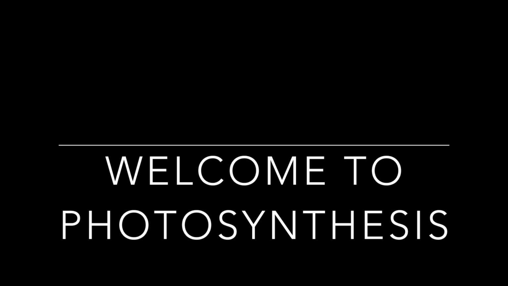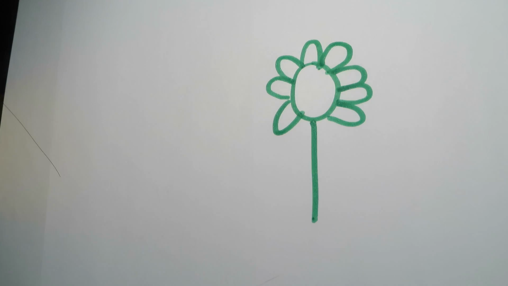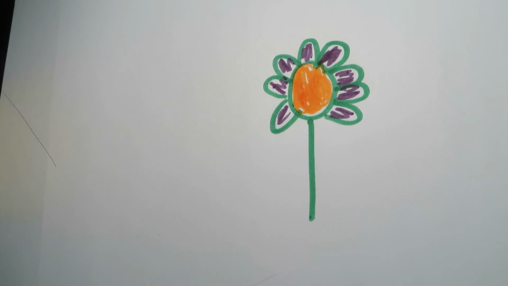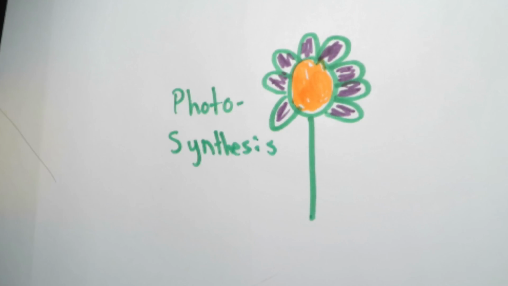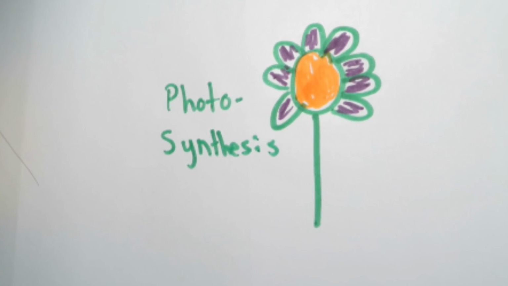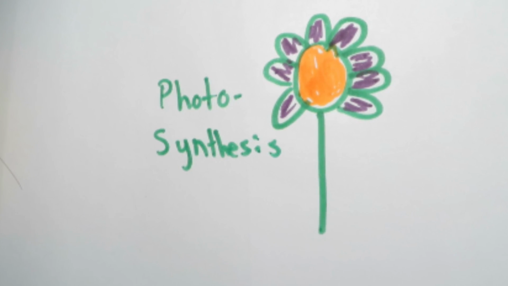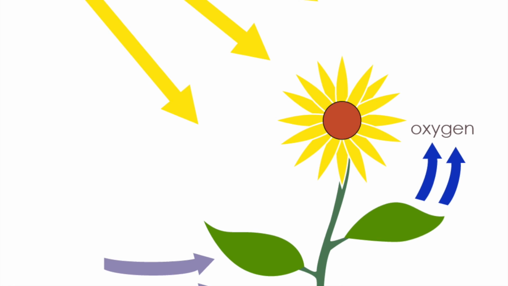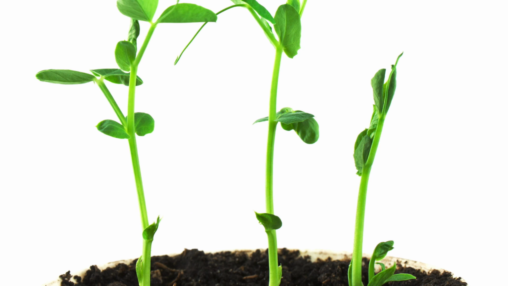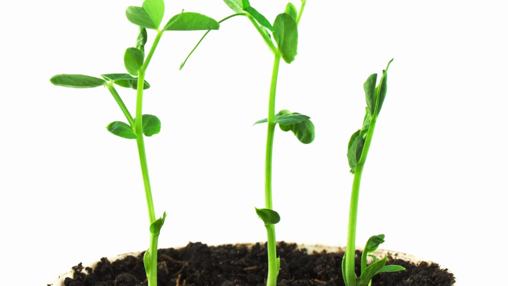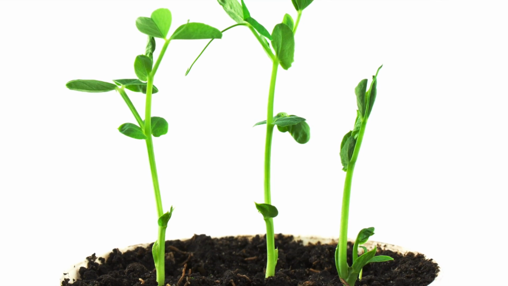Welcome to photosynthesis. In this plant, photosynthesis is occurring. You've heard of it, the process which allows photoautotrophs to turn light energy into chemical energy. Let's get into the real details of photosynthesis.